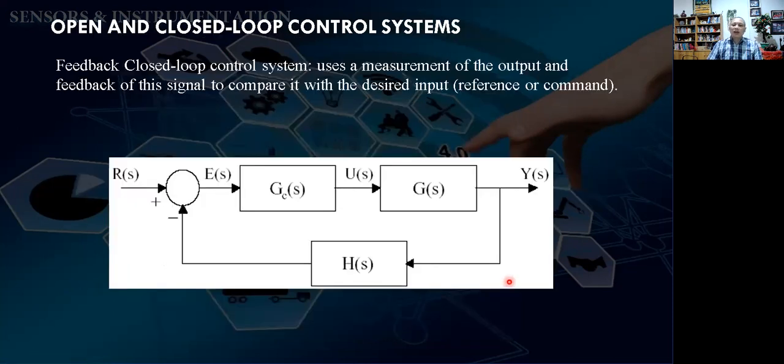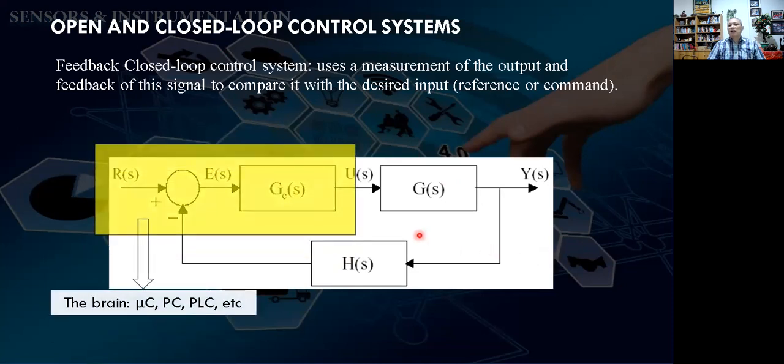So if we look at it a bit bigger, the Gc(s) here is the controller, whatever controller you like to apply. And G(s) is the plant, and Y is the output. H(s) is the sensor. So the sensor output is being fed back and compared to the desired input here. Now, this yellow shaded box is actually the brain. It can be a microcontroller, PC, PLC, whatever it may be.